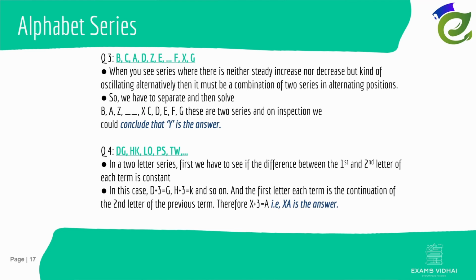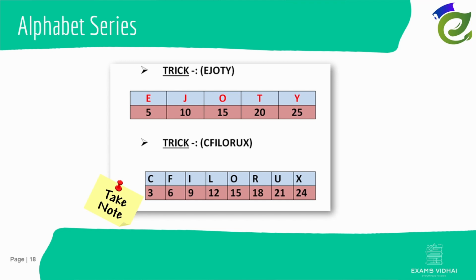Next question, question 4. D, G, H, K, L, O, P, S, T, W, blank, blank. In a two letter series, first we have to see if the difference between the first and second letter of each term is constant. In this case, D plus 3 equal to G, H plus 3 equal to K and so on. And the first letter of each term is a continuation of the second letter of the previous term. Therefore, X plus 3 equal to A. That is, A is the answer.